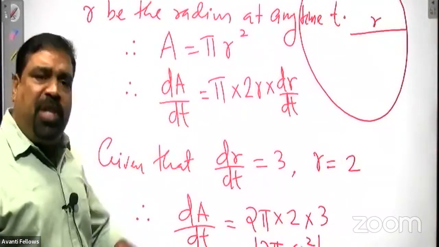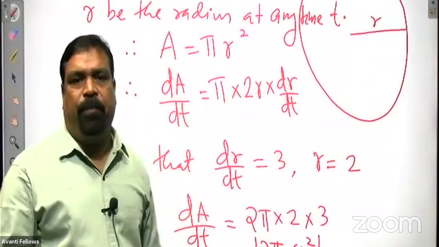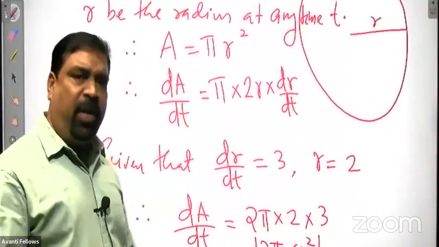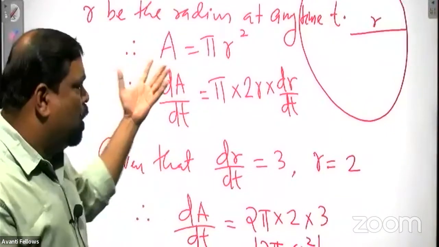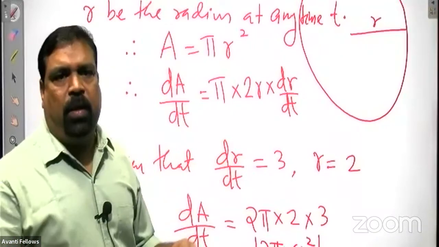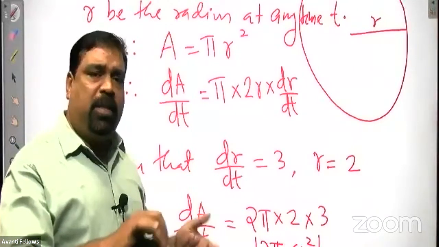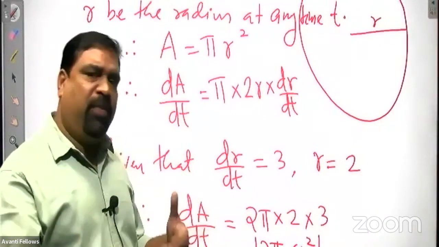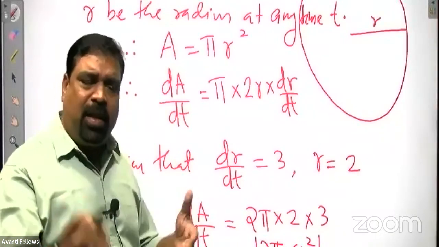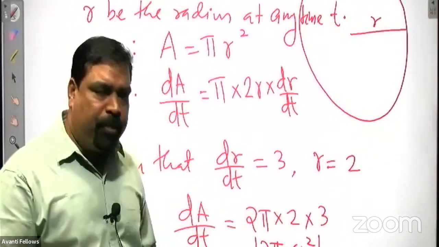That means the area is changing at the rate of 12 pi centimeter square per second. It may be increasing or decreasing. If it is given in the question that the radius is increasing, then we have to take dr by dt as positive. And if it is given that the radius is decreasing at some rate, then we have to take the sign as negative. Negative indicates decrease and positive indicates increase. That's all.